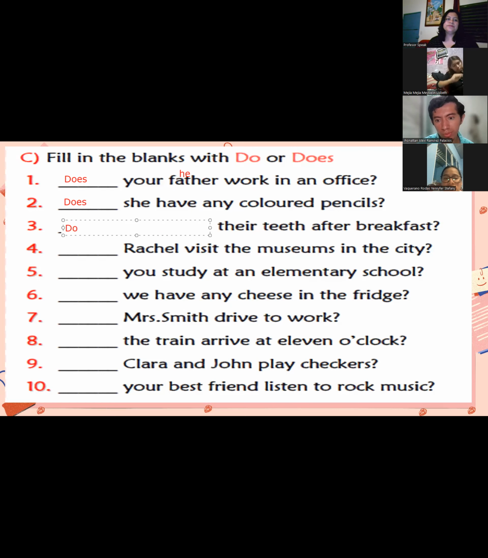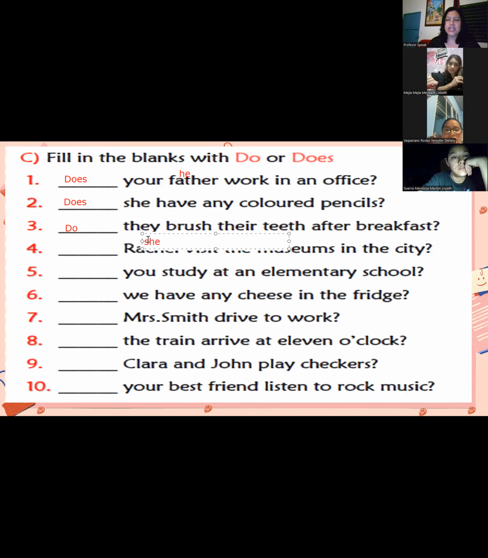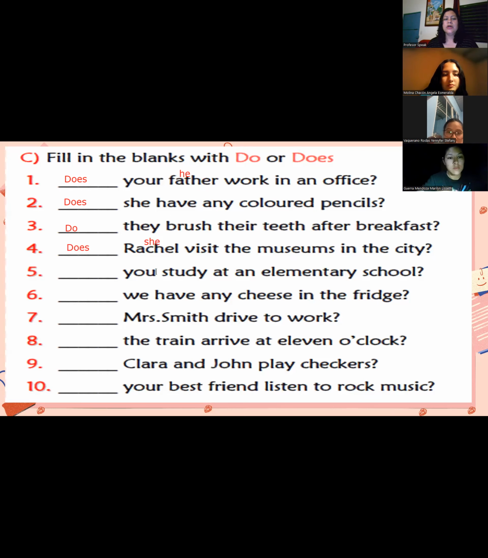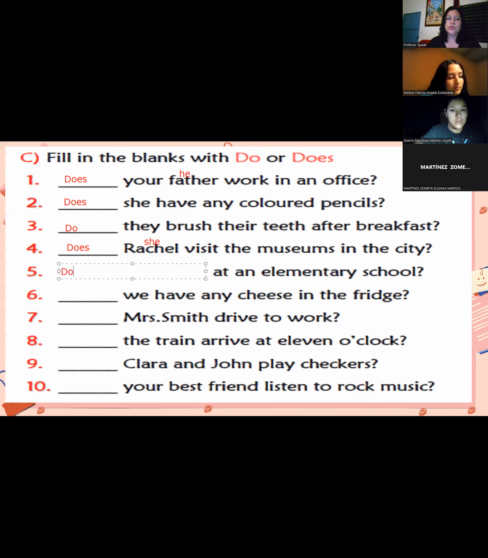Okay, do they brush their teeth? Brush, okay, brush. And then we have number 4, Rachel. So Rachel is she. Does. The correct answer will be does. Does Rachel. You, the auxiliary. Do. Okay, do you study? We, the auxiliary will be?